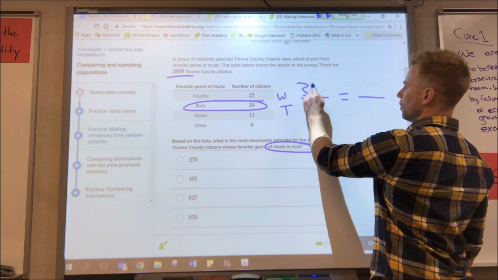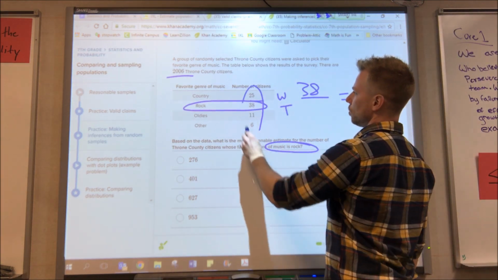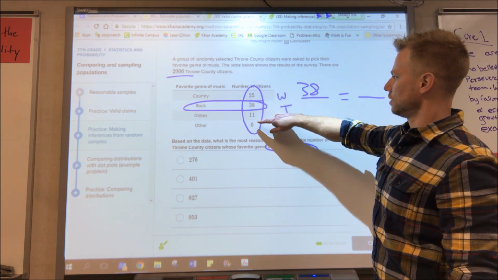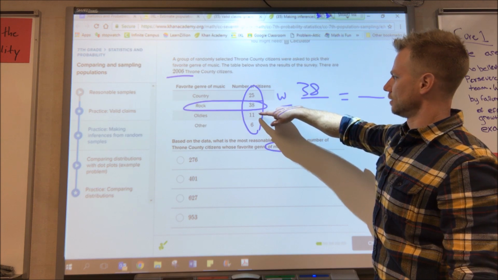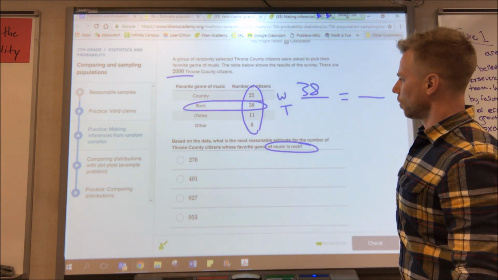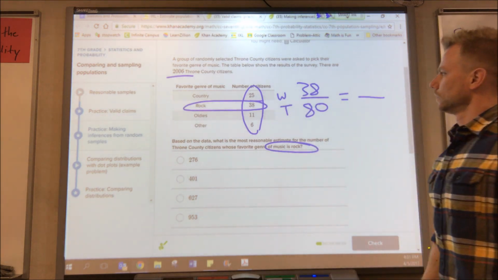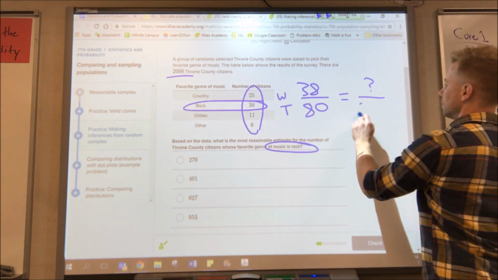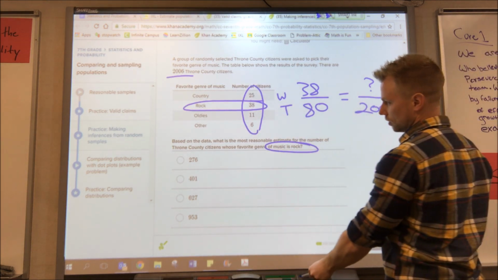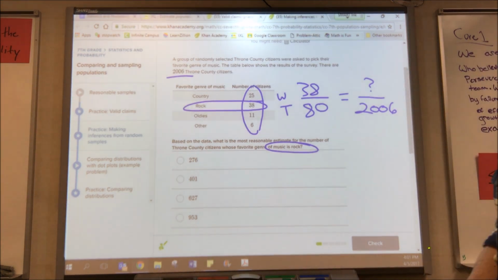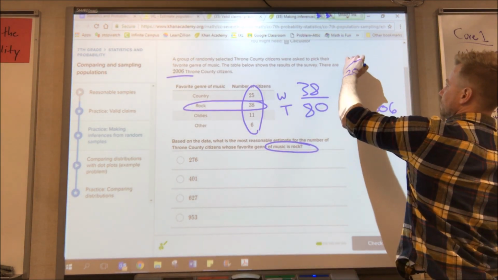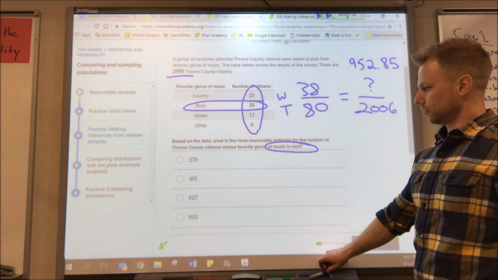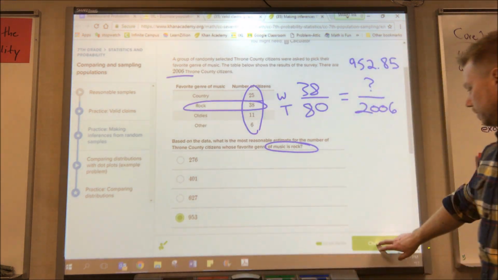So 38 people prefer rock out of a total, let's add these together. We'd have 30, 40, 50, 60, 69, 74, 80. 80 people total. What we want is rock. How many prefer rock out of the 2,006 total citizens? Cross multiply and divide. We get 952.85. Okay, we have to round to the nearest whole number, which is 953.